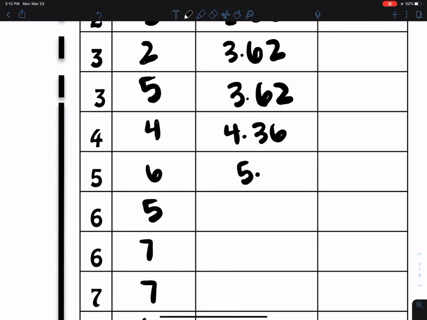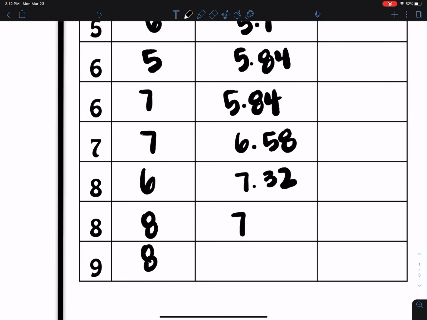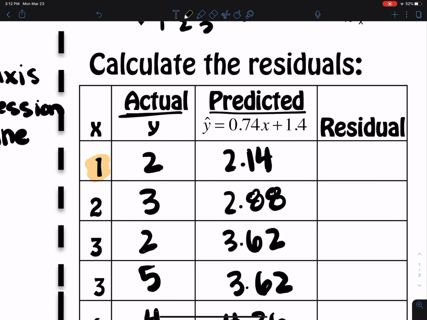Then we have 5.1, 5.84, 5.84, 6.58, 7.32, 7.32, and then our last one is 8.06. So we have our actual here, and then we have what our regression line predicted. So the difference between those two, that tells us our residual.